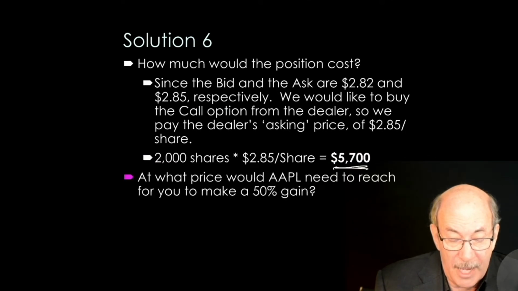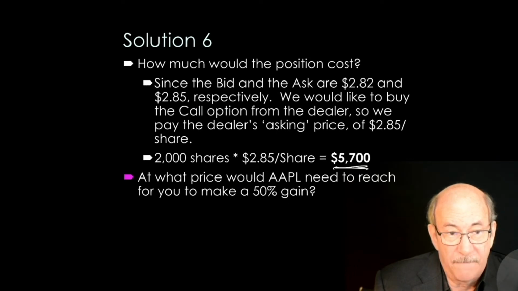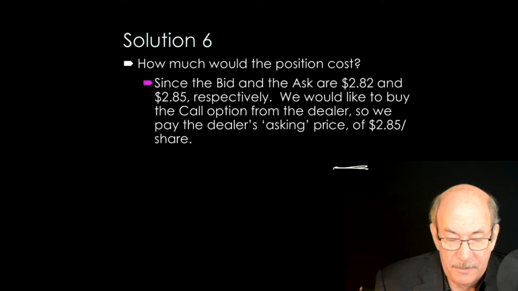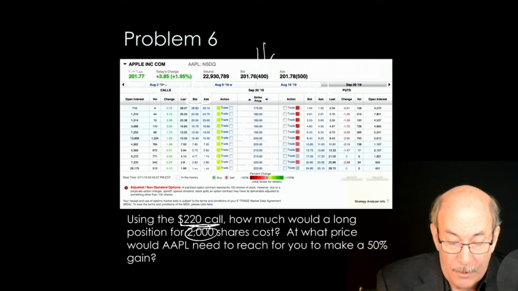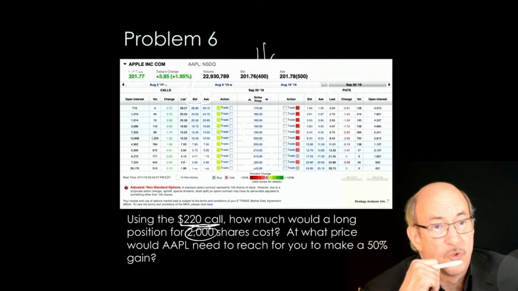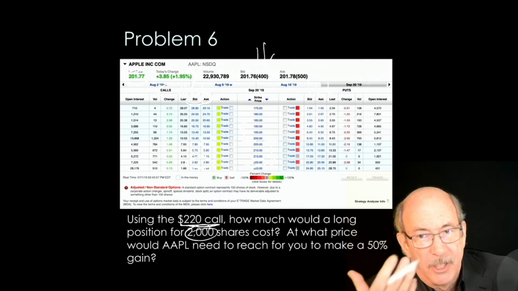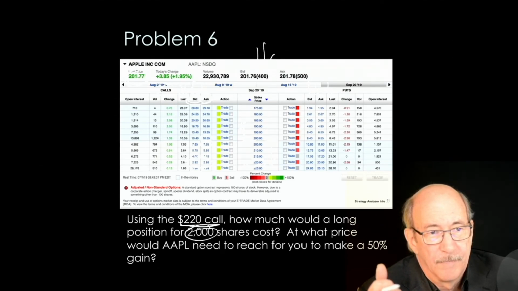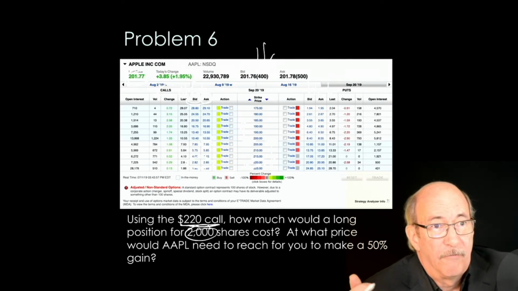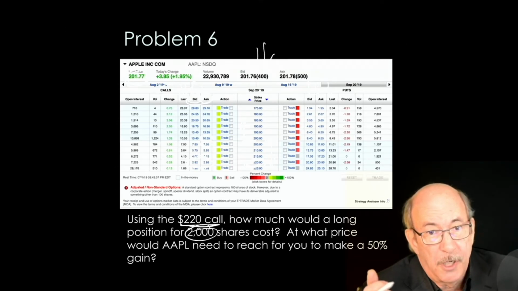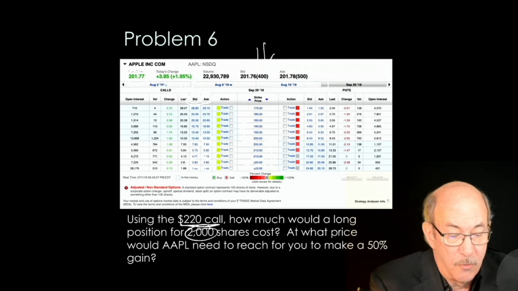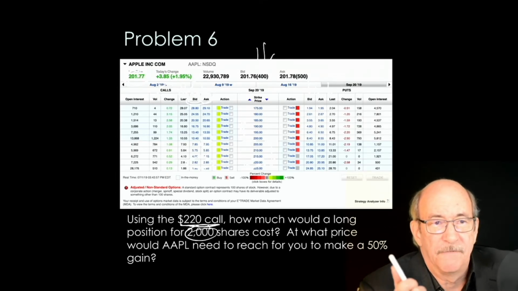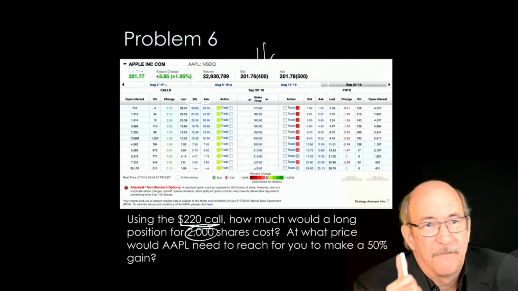Now, the question of at what price would Apple need to reach for you to make a 50% gain? Let's go back to this quote sheet. All right, we know that the exercise price on this thing is 220. So any price below 220 is going to lead to 100% loss for us, right? Because we would never go out and buy shares of Apple for $220 when the market price is below 220. And right now it's at 201.77. So the feasible subset of prices where we would have the potential of making money are above $220.